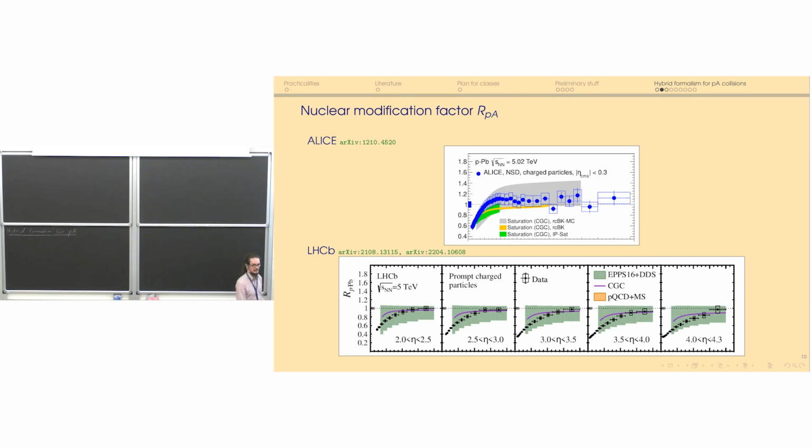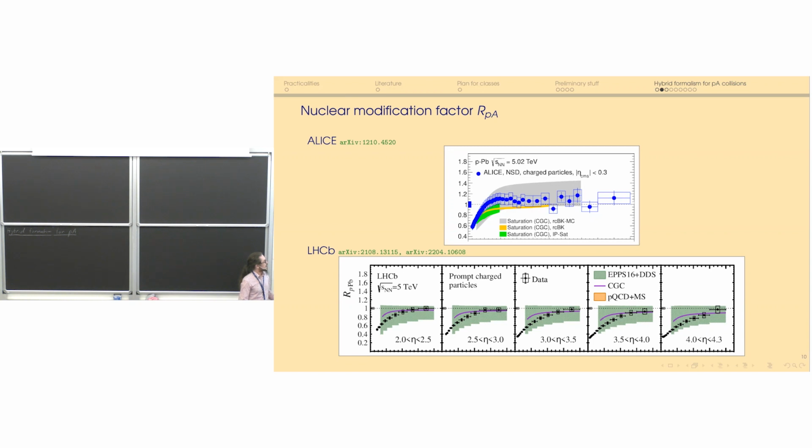Of course, this ALICE publication has comparisons to several different theory calculations. I'm just picking out the ones that are closest to what we will be doing here. There's a couple labeled saturation models. Then there are other panels in this plot that have other models with RCBK, RCBK-MC, and IP-Sat. I'm not really going to go all the way into telling you what exactly is the difference between IP-Sat and RCBK and RCBK-MC. These are just different implementations of more or less the same ideas.